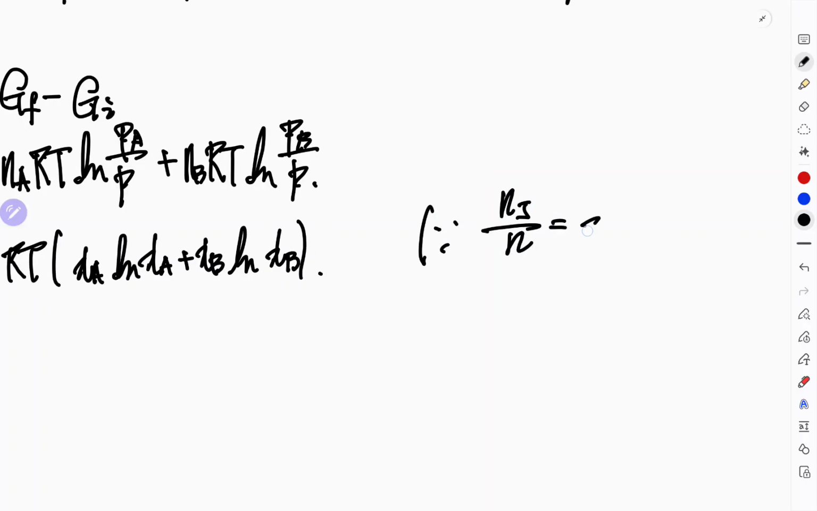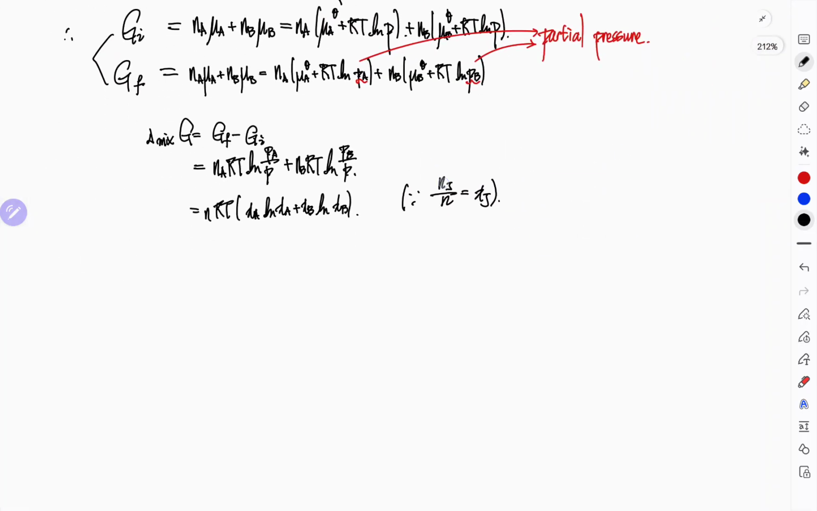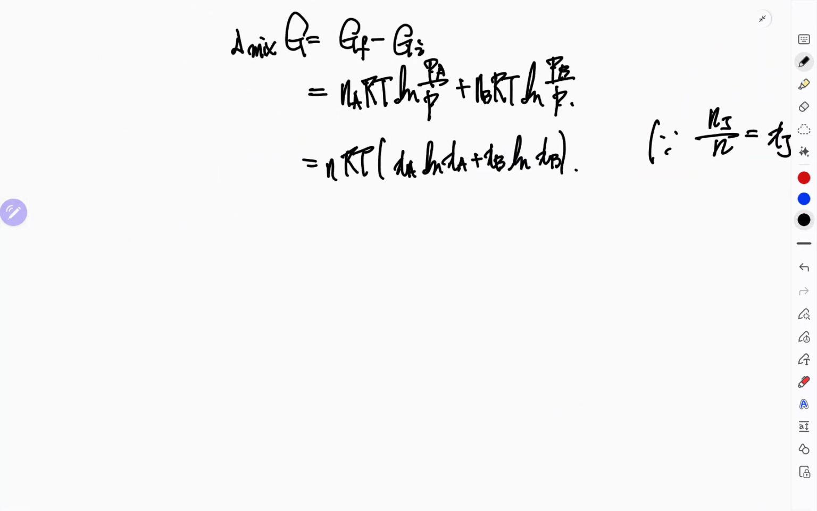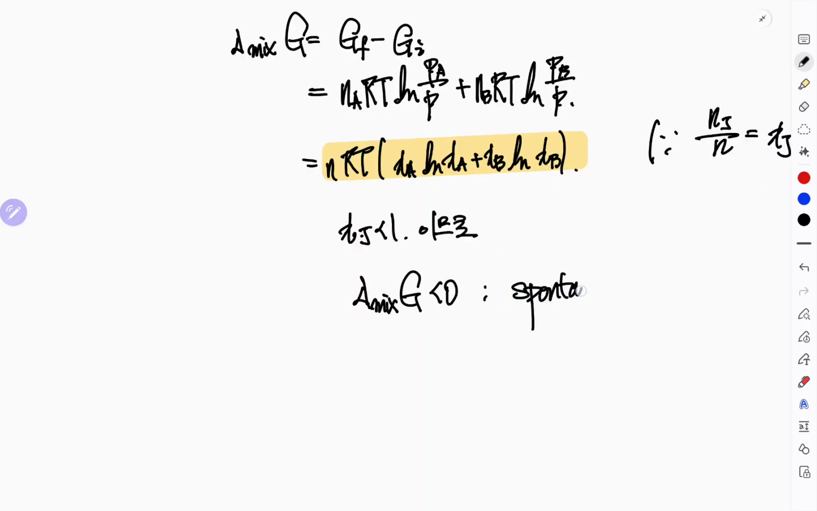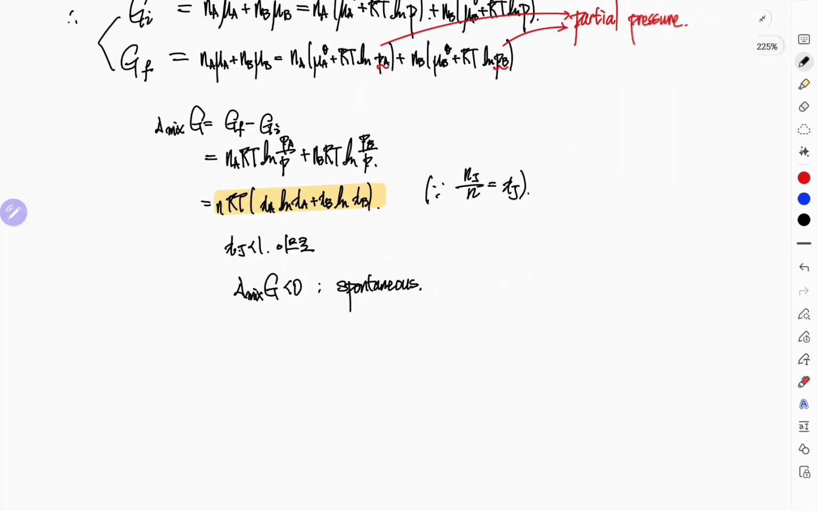And what we can read from this equation is that the mole fraction is always smaller than 1. So this means that ln(x) is always negative, so that the Gibbs energy of mixing is always negative. Meaning that the mixing process for this perfect gas is spontaneous in all proportions.